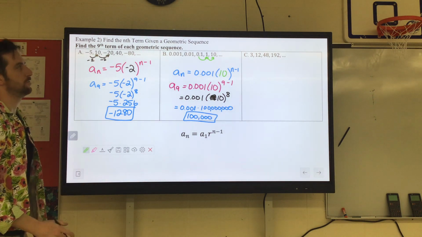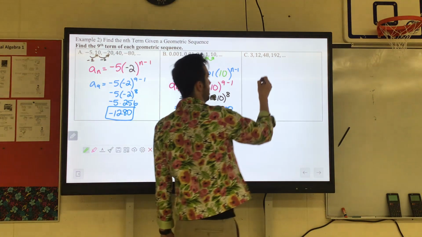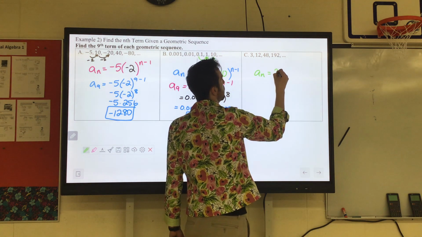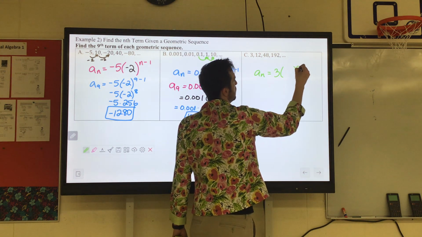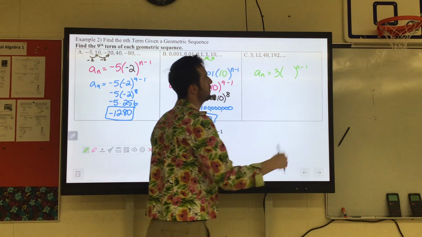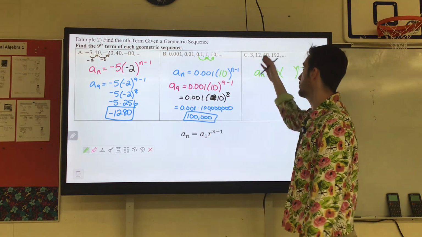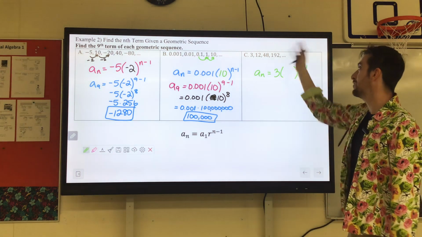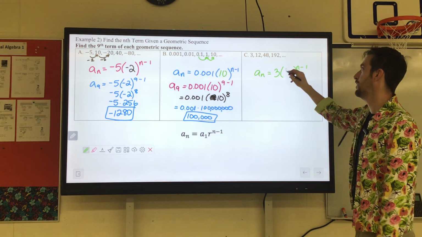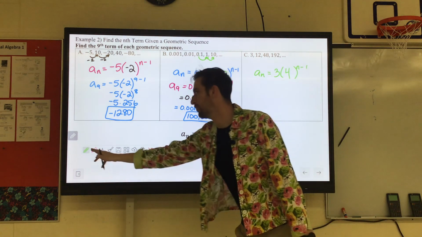All right, last one. Our first term is 3. A sub n equals 3 times the common ratio to the n minus 1. Now, look down the line there. 3 to 12, you're multiplying by 4. Is 12 times 4 48? Yeah. Is 48 times 4 192? You bet. So there's our general formula.